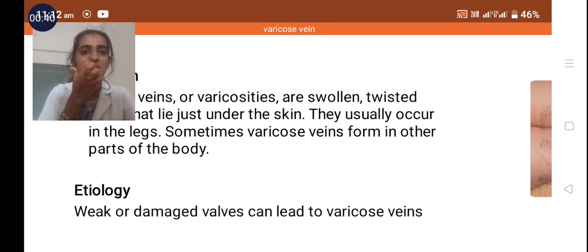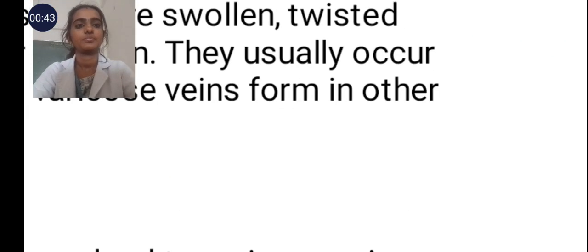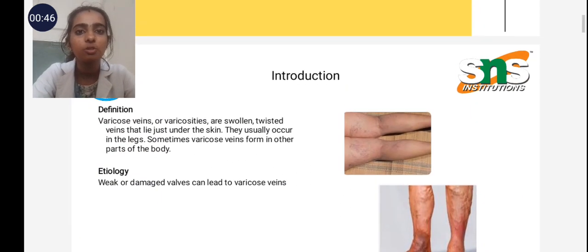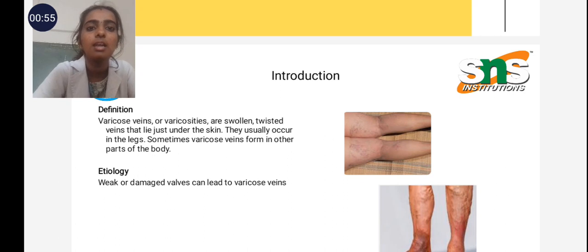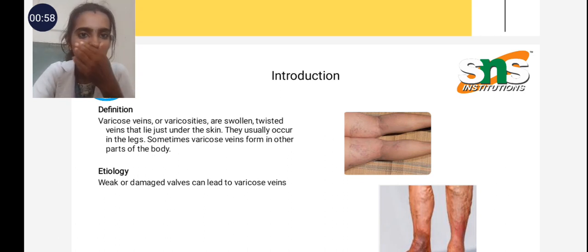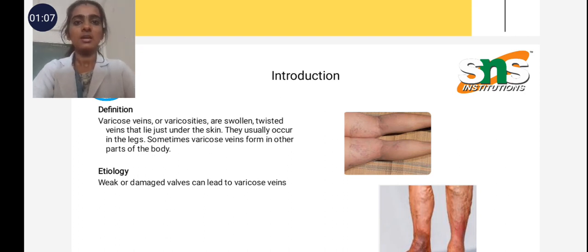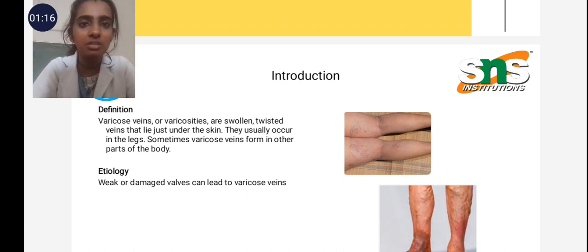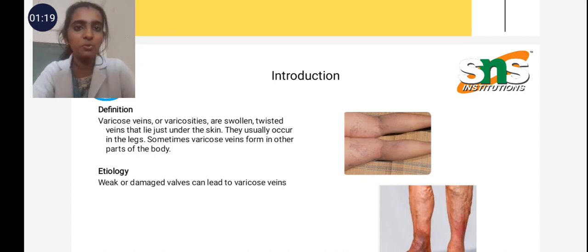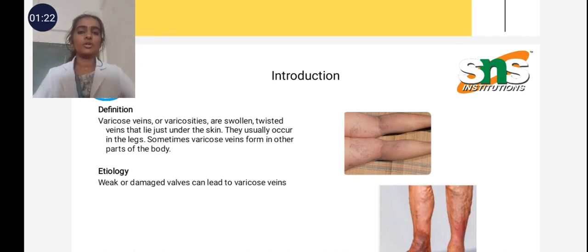The definition of varicose vein: varicose vein or varicositis, both are the same, are swollen twisted veins that lie just under the skin. They usually occur in the legs, sometimes in other parts of the body. So the etiological factor of varicose vein is weak or damaged valves, which can lead to varicose vein. How do the valves get damaged? Because of prolonged standing, workload, overloaded works, poor perfusion. These are some of the reasons for a vein to get damaged.